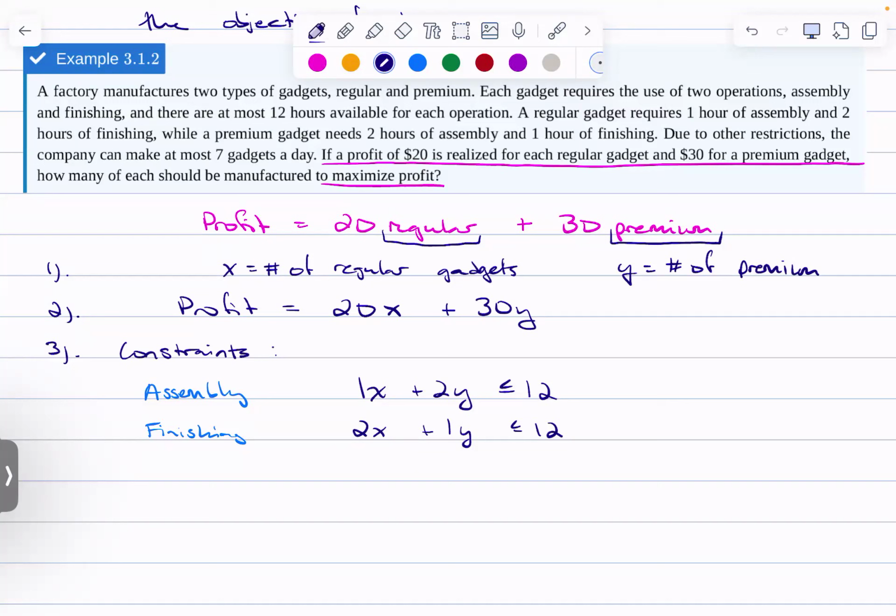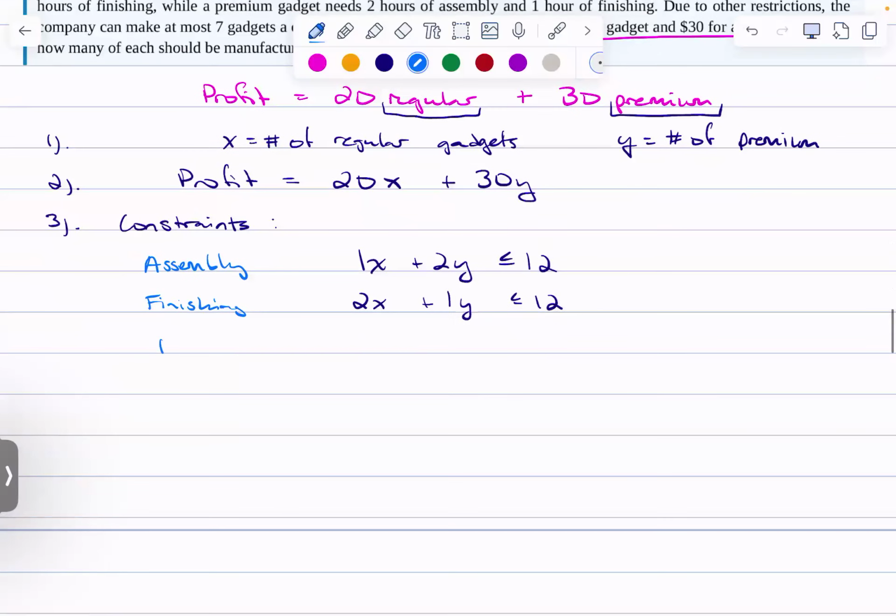And then they snuck another one in. That one's easy to forget. Due to other restrictions, the company can make at most 7 gadgets a day. So the total number of gadgets, x plus y, has to be less than or equal to 7.